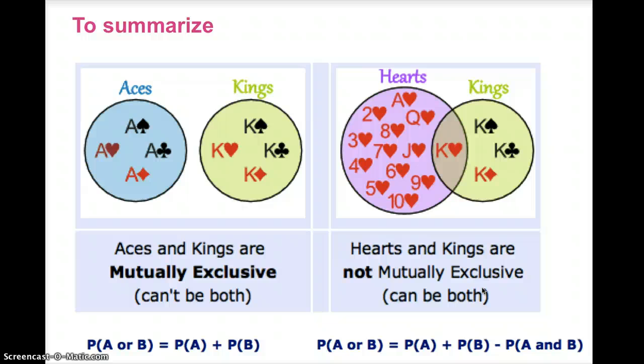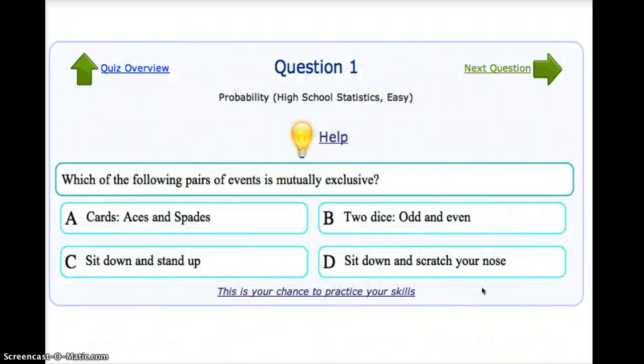Okay. Now, here are some few questions that I would like you to answer. Which of the following pairs of events is mutually exclusive? Choose one, A, B, C, or D. If you need to pause the video, please do so you have time to understand the problem. Once you have the answer, you can play the video again and check if your answer is correct. Let's check your answer. Your answer should be sit down and stand up. That's your mutually exclusive event here.